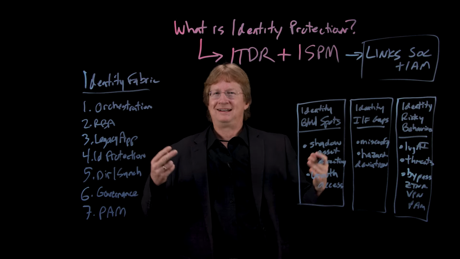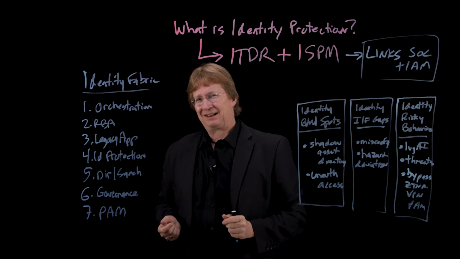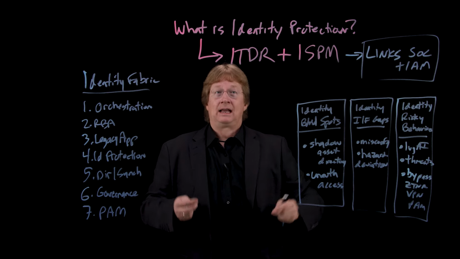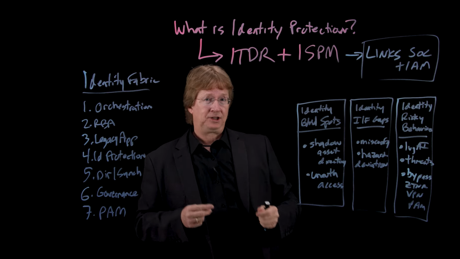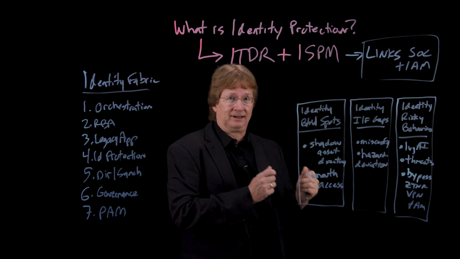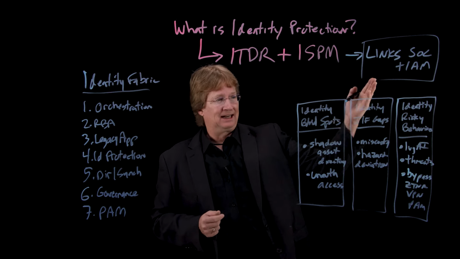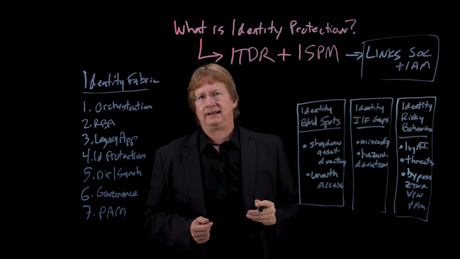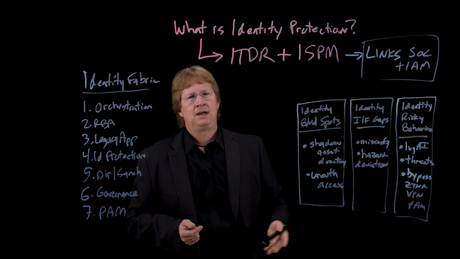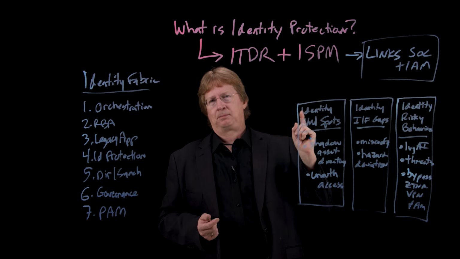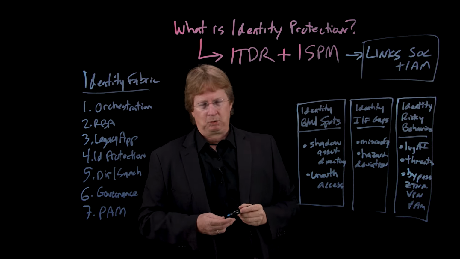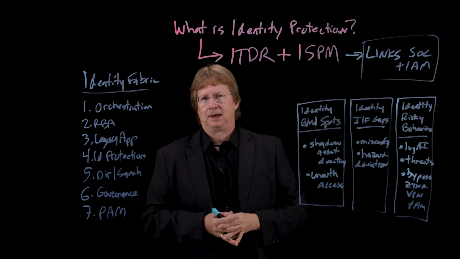So this is what identity protection is, a critical element of the identity fabric. The combination of two new innovations around identity threat detection and response and identity security posture management, and it links the SOC with the identity stack intimately for the first time by addressing identity blind spots, identity infrastructure gaps, as well as identifying risky behaviors like the bypasses.